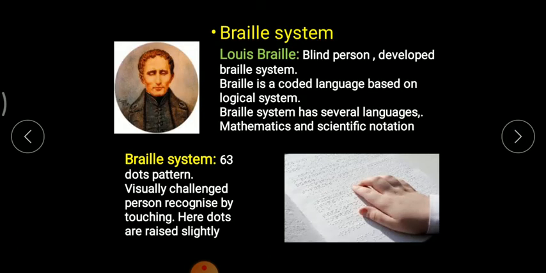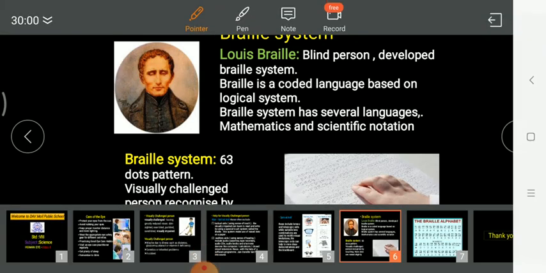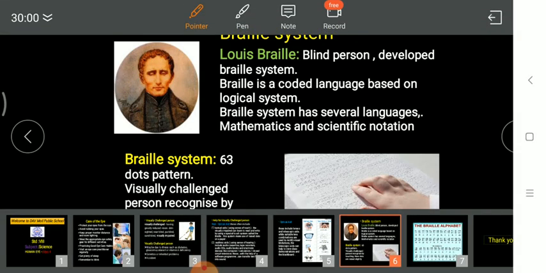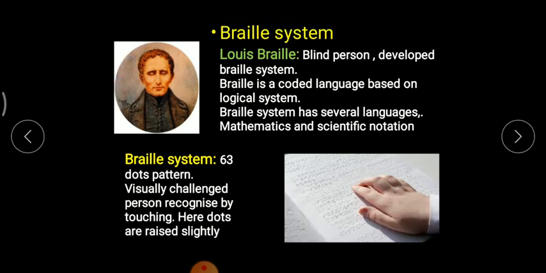Now, what do you mean by the Braille system? As you can see, this picture belongs to Louis Braille, who himself was a blind person. He developed this Braille system in order to help visually challenged persons. This Braille system is a coded language system in which certain logic is used. Braille has been made in several languages, and many mathematical and scientific notations have also been introduced in the Braille system.